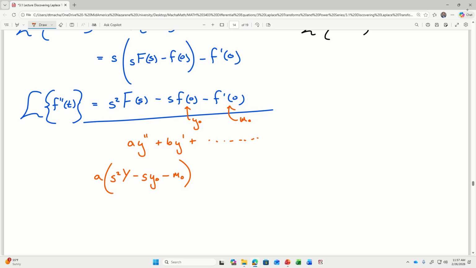And so doing this makes it so that the initial value problem is baked into solving your ODE. In other words, you can't solve an ODE with Laplace transforms without also solving the initial value problem. You kind of get it for free. Maybe that's one of the perks.